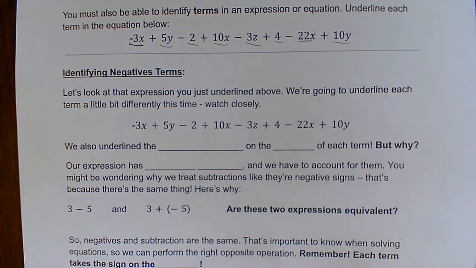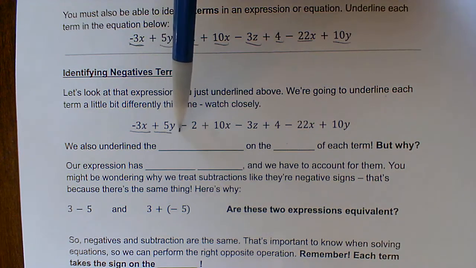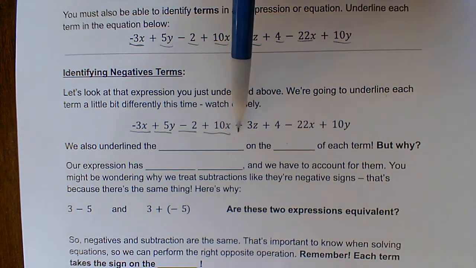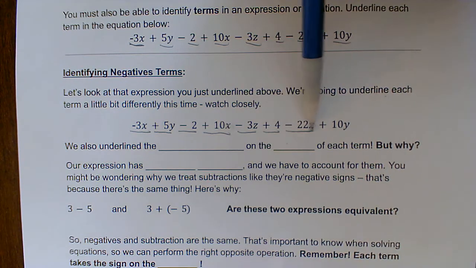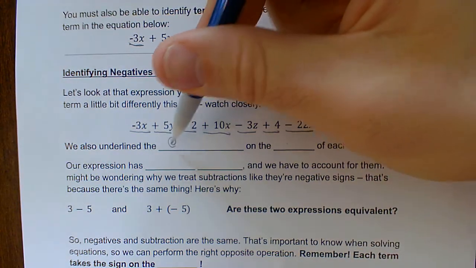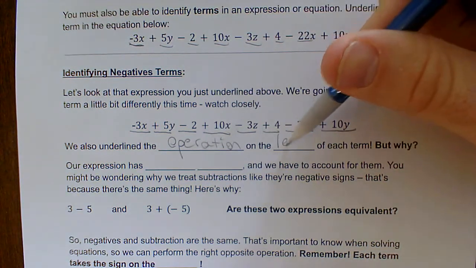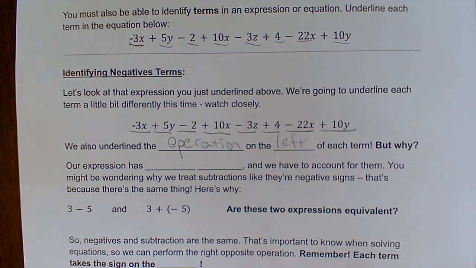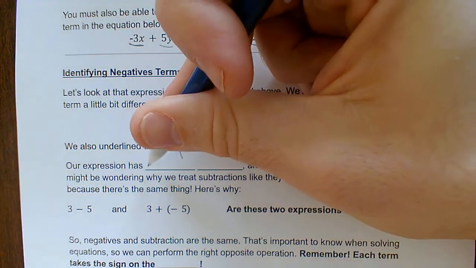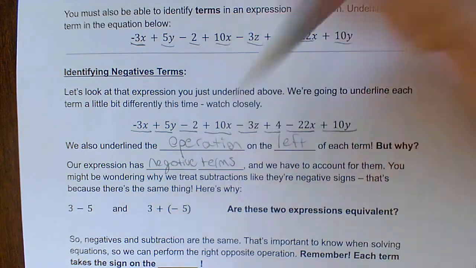I want to take another look at that expression you underlined above. We're going to underline each term a little bit differently this time. Watch closely. I'm still going to get my negative 3x the same way, but this time I'm going to underline a little bit more. What do you notice I'm also underlining with each one of my terms? I also underlined the operation on the left of each term. But why? Our expression has negative terms. And we absolutely have to account for them.